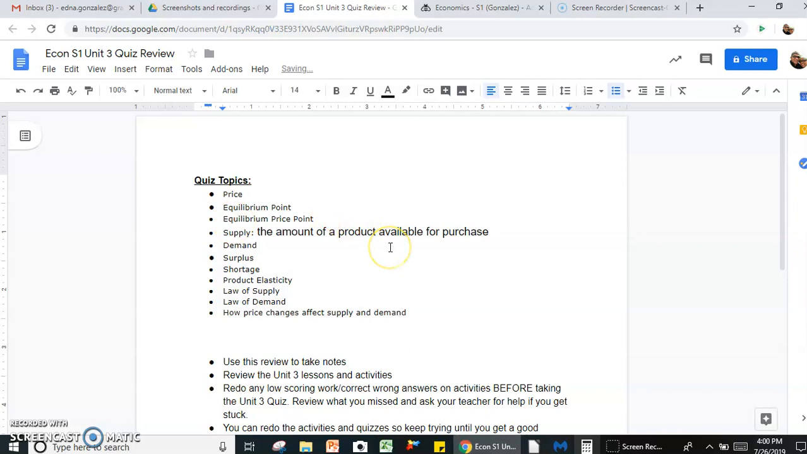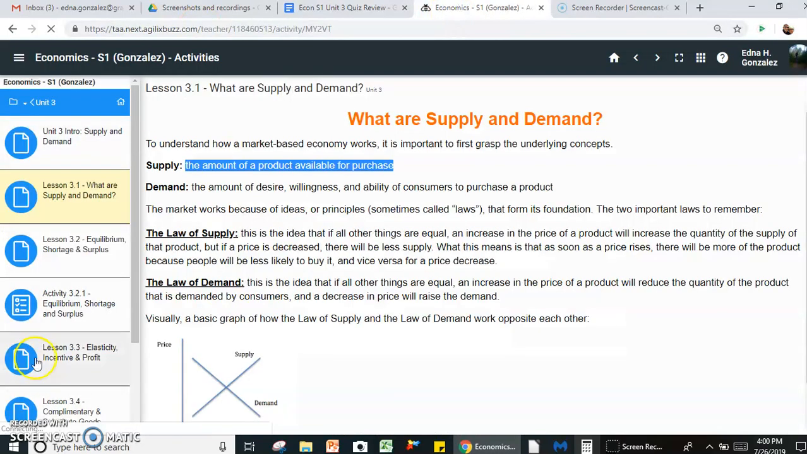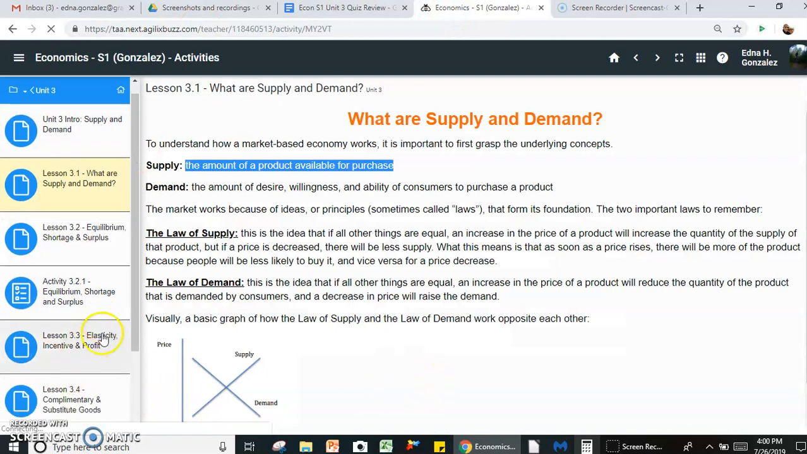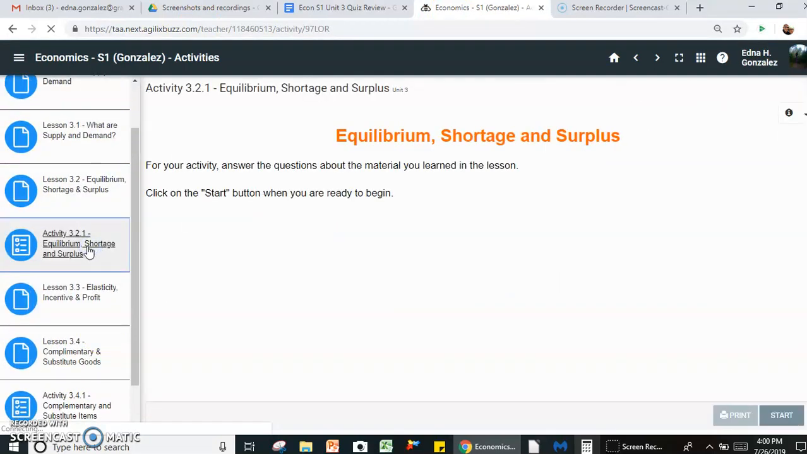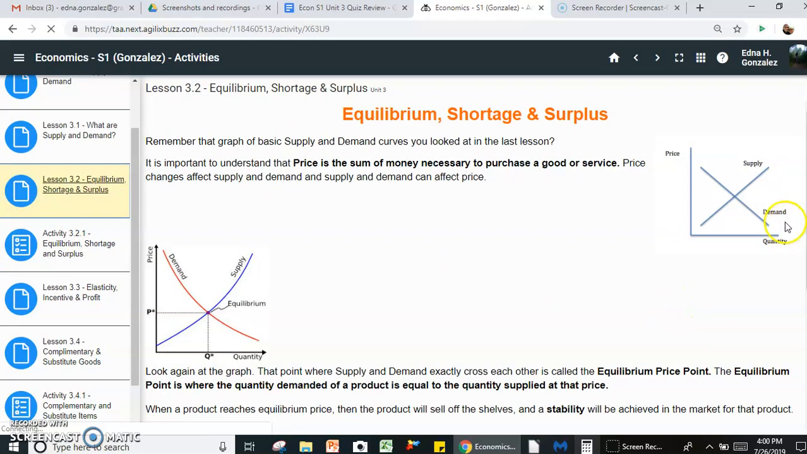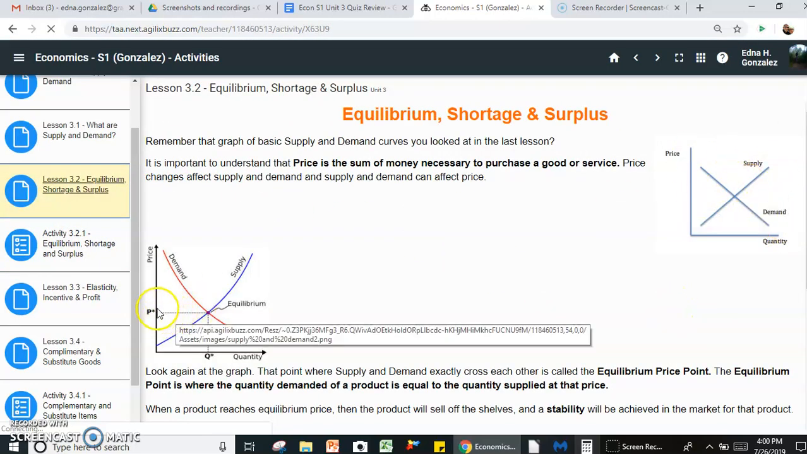So you have created a notes page with this. And again, you can go into any of the lessons and check out the topics. So here we go. Here's equilibrium. So 3.2 talks about equilibrium. Make sure that you review the graphs and that you understand them.